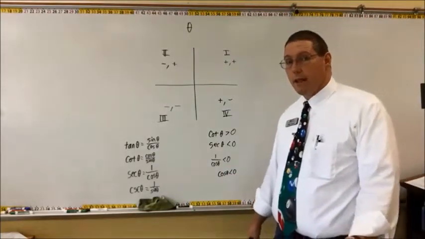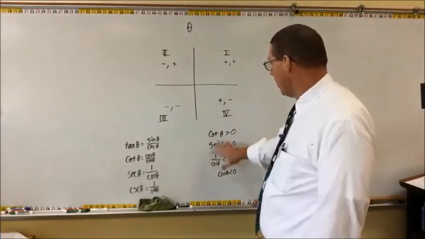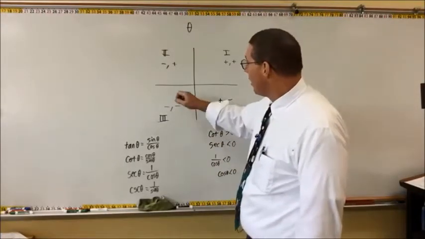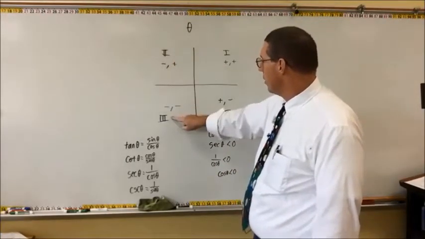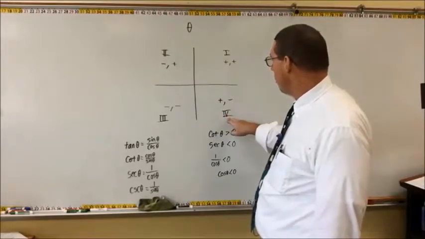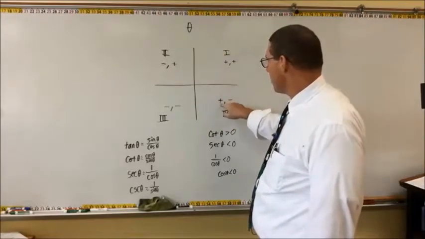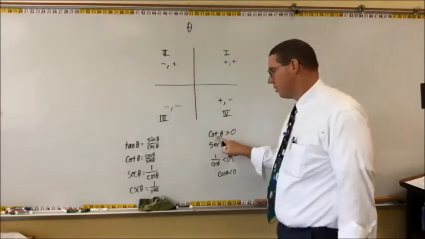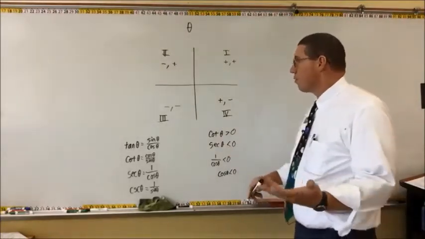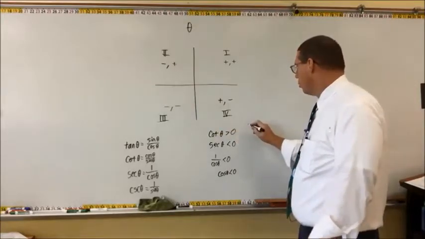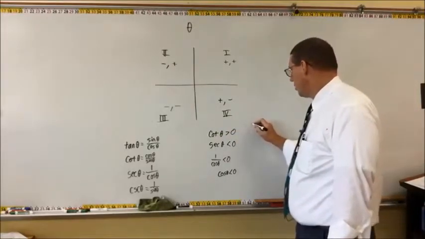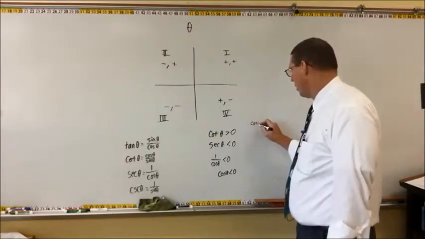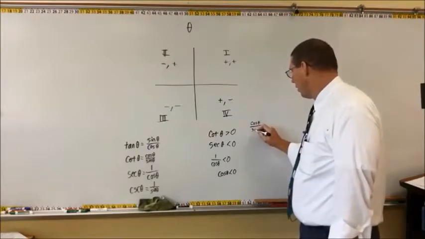Knowing that cosine is negative means that theta is either in quadrant 2 or quadrant 3, because in quadrants 1 and 4, cosine is positive. So it has to be either 2 or 3. Now we're going to go to cotangent to find out whether it's quadrant 2 or quadrant 3. Well, cotangent is equal to cosine over sine.